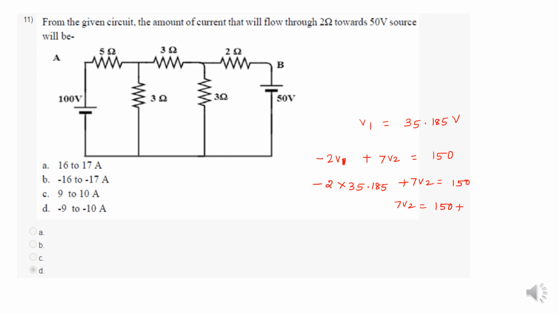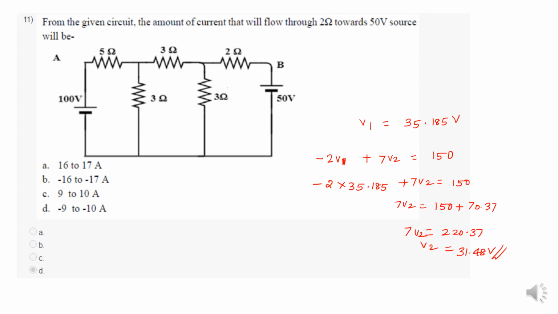So 35.185 into 2, that is equal to what? 70.37. 70.37 plus 150, that is equal to 220.37. So 220.37 equals 7V2. What is V2? V2 equal to 220.37 divided by 7. What is the answer? 31.48 volt. 31.48 volt is the correct answer. That is V2.